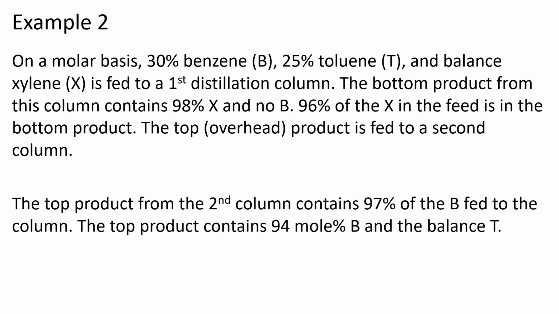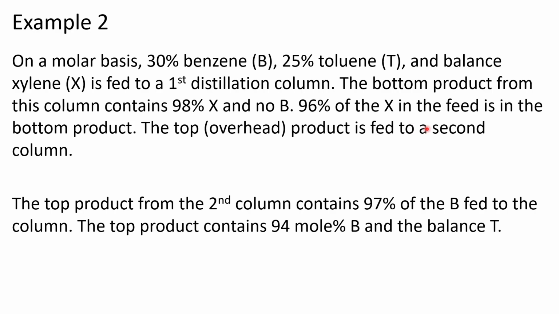Example 2 will be our first problem involving multiple unit operations. A stream that contains 30% benzene, represented by the letter B, 25% toluene, represented by the letter T, and the balance xylene, represented by the letter X, is fed to our first distillation column. All of these percents are on a molar basis.